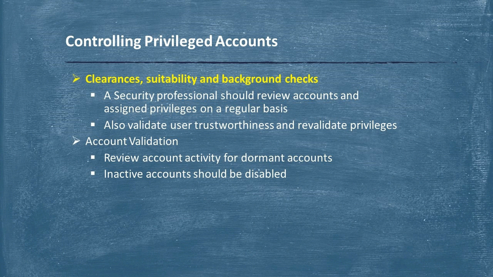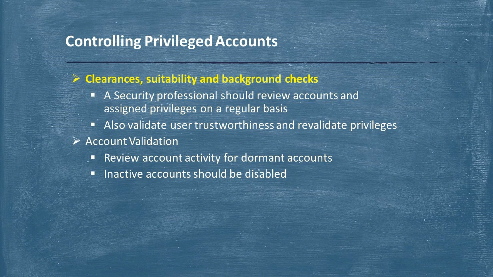Clearances, suitability, and background checks. We were seeing that subjects should have clearances and objects should be classified. In that sense we are talking about clearances here. Security personnel should review the accounts and assign privileges on a regular basis, checking whether the person is following the clearances and the labeling rules. Also validate user trustworthiness and revalidate the privileges. If he has done any fraudulent activity, then revalidation needs to happen for that privilege. He might lose the privileges.